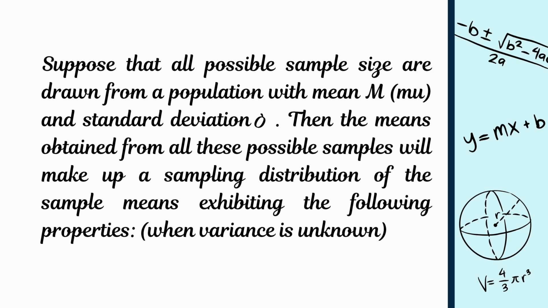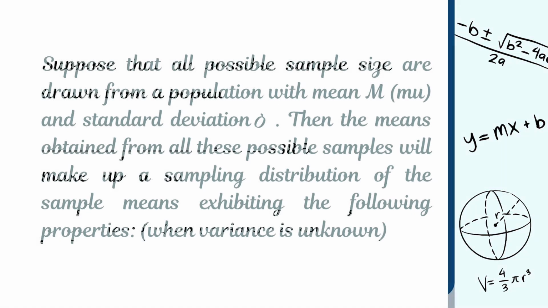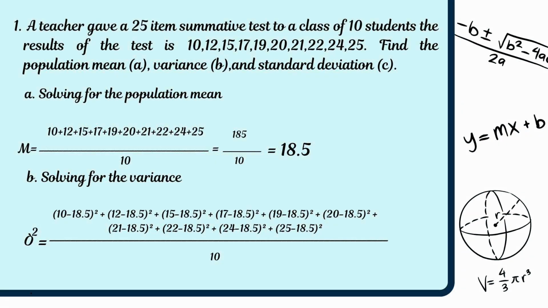So in statistics, the sampling distribution of the sample mean refers to the distribution of all possible sample means that can be drawn from a given population. If the population follows a normal distribution, the sample means will also be normally distributed. But what happens when the variance is unknown? That's what we'll explore today. Now, let's go step by step through our given problem.